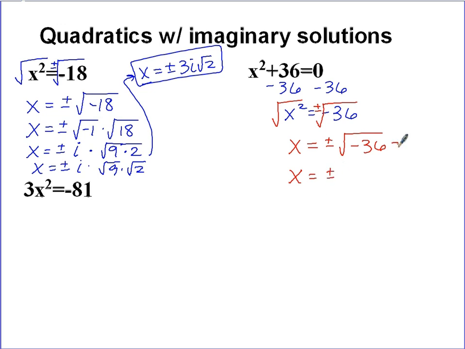Well, we could split that up to negative 1 times 36. And the square root of negative 1 is i, and the square root of 36 is 6. And so our answer would be x equals plus or minus 6i.